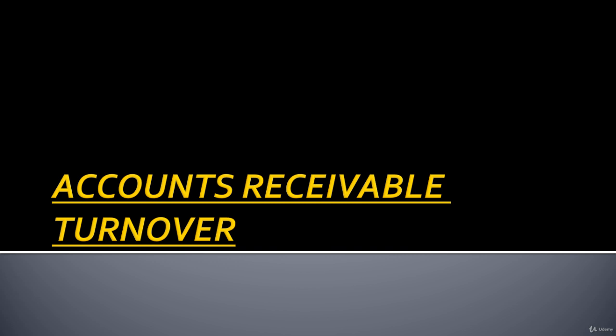It tells you how many times over you turned your accounts receivable balance into cash, how many times you built up an accounts receivable balance, collected the cash, and repeated this. The benefit from knowing the result of this ratio is that it can assist you with cash flow planning and assess the level of success within the collection department.